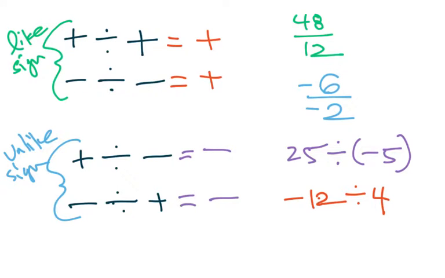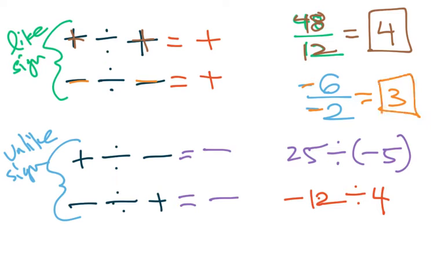Well, if we look at the green example, we know that that's a positive divided by a positive, and the result is clearly a positive 4. When we look at the next one, we have a negative divided by a negative. That's like sign division, therefore it will yield a positive result. And so negative 6 divided by negative 2 is clearly positive 3.